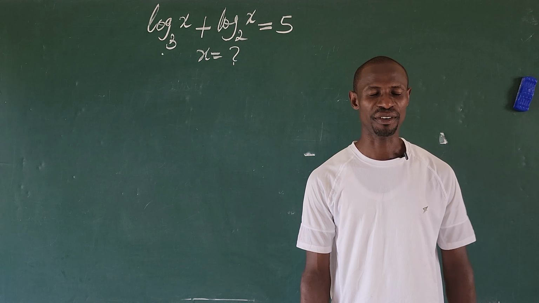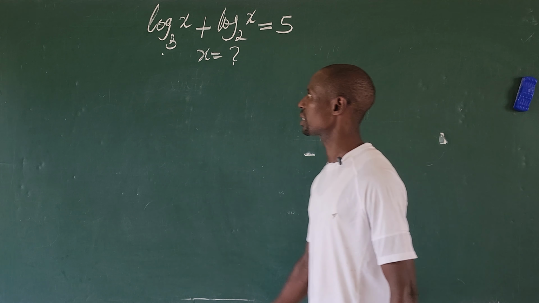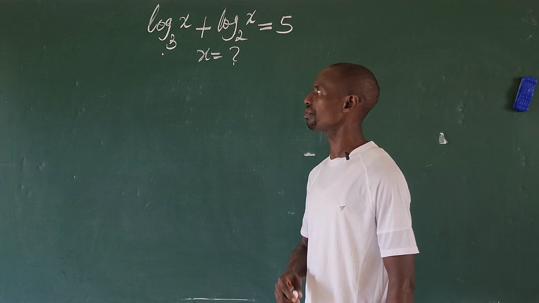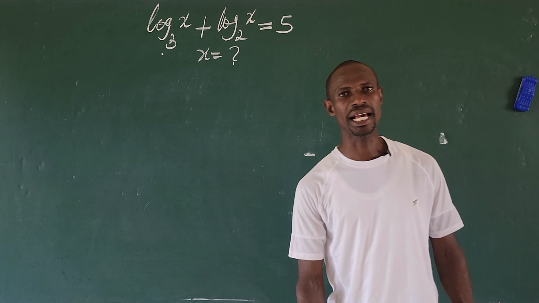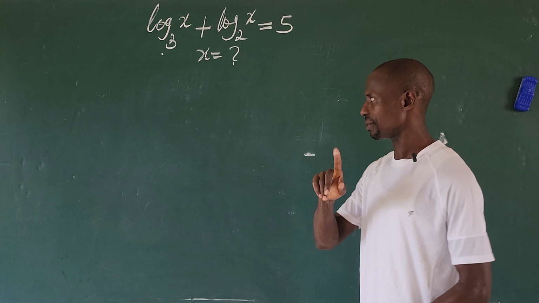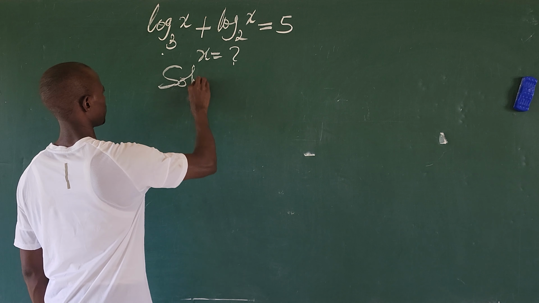Look at the challenge before us here. It's a logarithmic equation. The question reads: log x base 3 plus log x base 2 equals 5. What is the value of x that will satisfy this equation? It is easy, right? So how do we solve for x? We take our solution here.